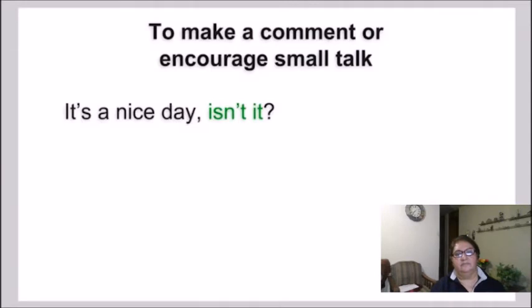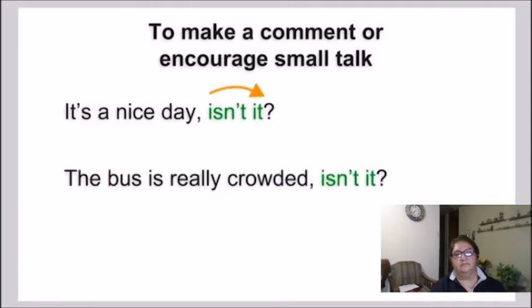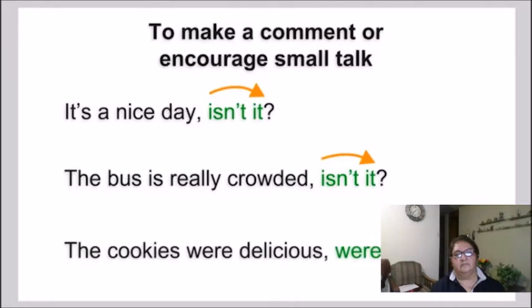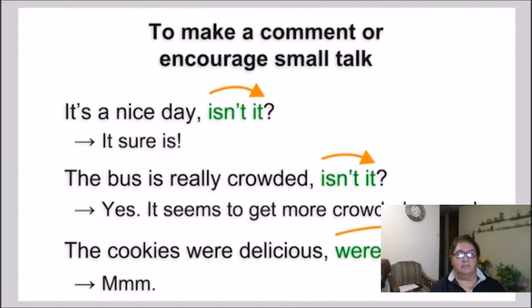The second way we use tag questions is to make a comment or small talk. We use downward intonation for these questions. For example, it's a nice day, isn't it? The bus is really crowded, isn't it? Or, the cookies were delicious, weren't they? For these tag questions, we don't expect an answer, but the other person can continue the conversation. Look at these short conversations.